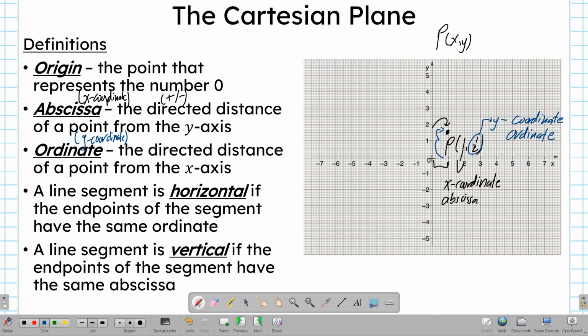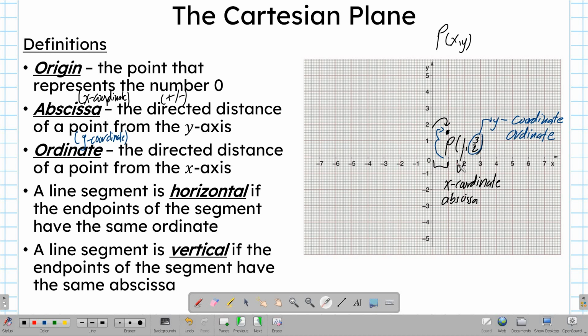Ito, at ito. So hindi pala dapat 1 half. It should be 3 halves. Okay, so let's correct our coordinate here. It should be 3 halves. Ayan. So, we have 3 halves distance from the x-axis to this point. Kaya the y-coordinate or the ordinate is our distance from the x-axis. So through the use of numbers, we were able to algebraically or analytically describe the location of a point.